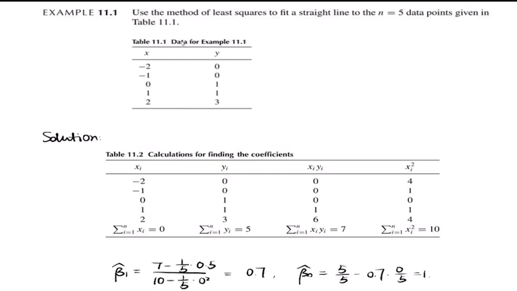So for the beta naught cap, don't forget the formula here: the mean of y. The mean of y is just going to be the sum of y divided by 5. This is going to be 1, and that was why you are having that. So 5 over 5. So now you got a beta 1 cap of 0.7 and a beta 0 cap of 1. So the 0.7 and 1 now become the least squares estimates. Is there any question about this before moving forward? Is there any question?